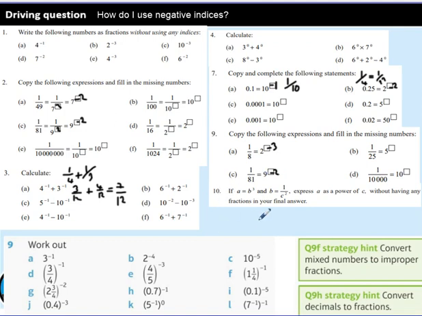And question 10, if a equals b cubed and b equals 1 over c squared, express a as a power of c. So we want to substitute b into a. So instead of b cubed, I'll say 1 over c squared, cubed. 1 cubed is 1. c squared cubed would be c to the 6. 2 multiplied by 3 is 6. We don't want a fraction in our answer, so that's the same as c to the power of negative 6.